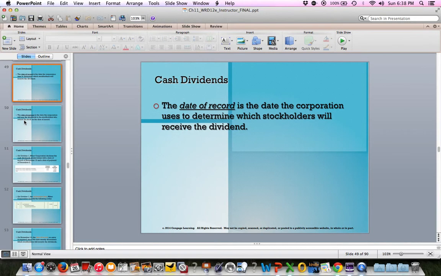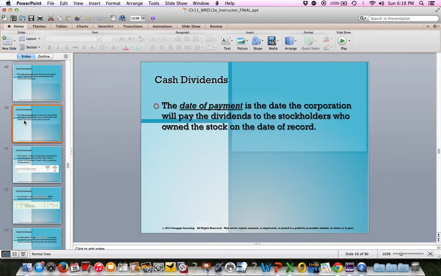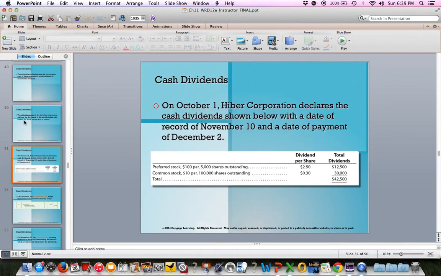The date of record is the date on which whoever owns the stock will receive the dividend, which is typically sometime in the future after the dividend is declared. Whoever owns the stock on that future day will receive the dividend. The date of payment is the date the corporation will pay the dividends to stockholders who own the stock on the date of record. So you have the declaration date, then the date of record, then the date of payment. Know what those dates are also.